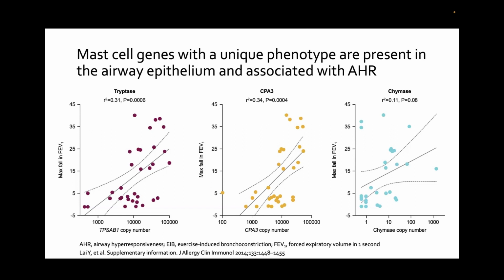So the interesting thing here is that you can see that there's really quite a close relationship between the precise copy number of tryptase and CPA3, these 2 mast cell genes, and a much weaker relationship for chymase. And the other thing that you can see is that chymase copy number is much, much lower. So these are mostly expressing just these 2 proteases, the CPA3 and tryptase, and not chymase.